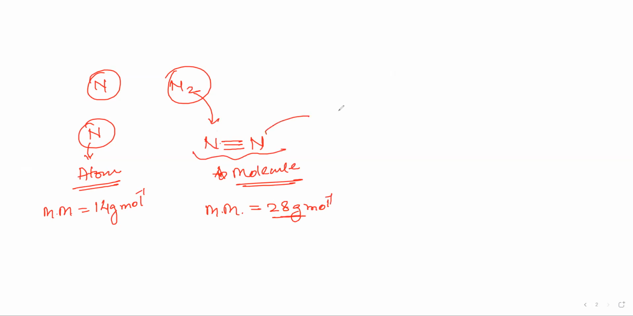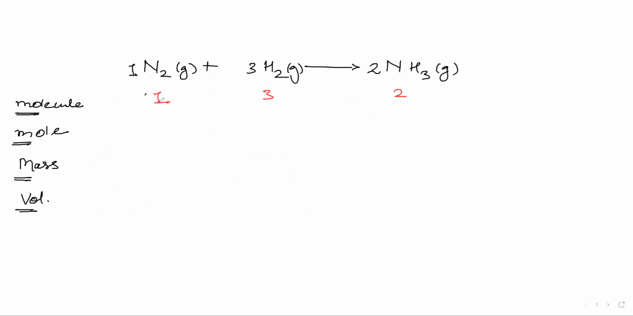So nitrogen is like water. Water is also a molecule, and this N2 is also a molecule. It has been made up of more than one atom. Okay, so this will be one molecule, as it was the case for H2 also, right? 3H2. Then the molar picture will also be the same: 1, 3, and 2.